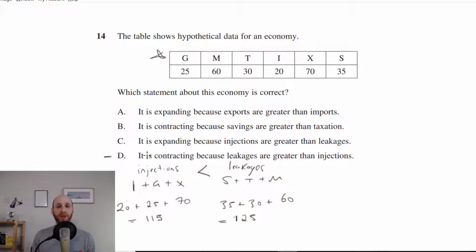It is contracting because leakages are greater than injections. Well, it's not expanding because we know leakages are greater than injections. It is contracting because savings are greater than taxation. No, it's not contracting because savings are greater than taxation. Both of them are leakages. It is expanding because exports are greater than imports. But it's not. Because even though exports are greater than imports, the whole economy is contracting.